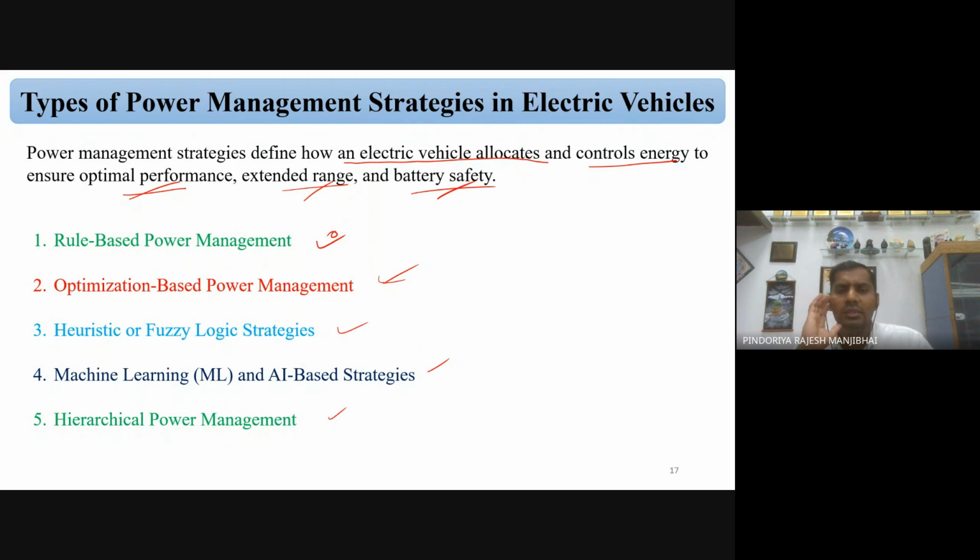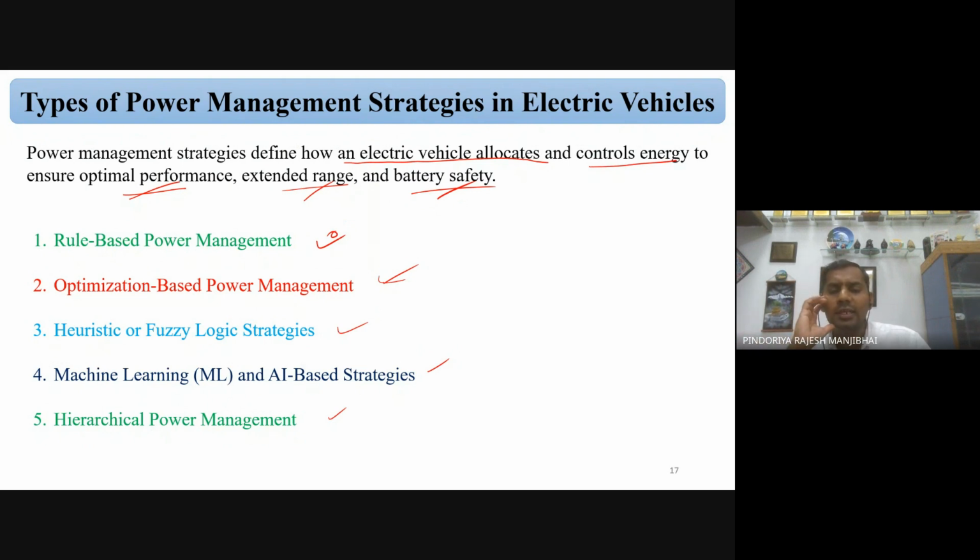Optimization-based means whatever our demand, we utilize a minimum; that is your optimization. You make optimal use of that amount. Suppose you want 100 rupees for your daily purchase, but you can delete some items from your list. So you can say from 100 rupees I can buy only 90 rupees and save 10 rupees. That is optimal use.